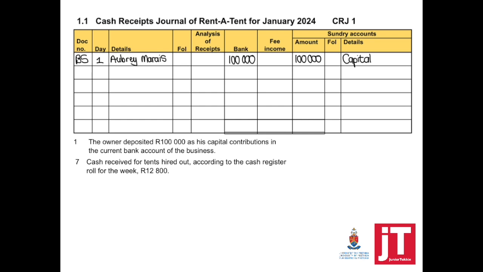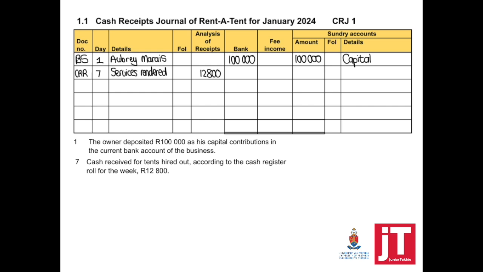On day 7, cash received for tents hired out according to the cash register roll for the week, 12,800. Source document, cash register roll. On day 7, from whom did we receive the money? There's no name. That's why we've written it down now as services rendered. How much did we receive? Now we have to take it to analysis of receipts. 12,800 was received on day 7.